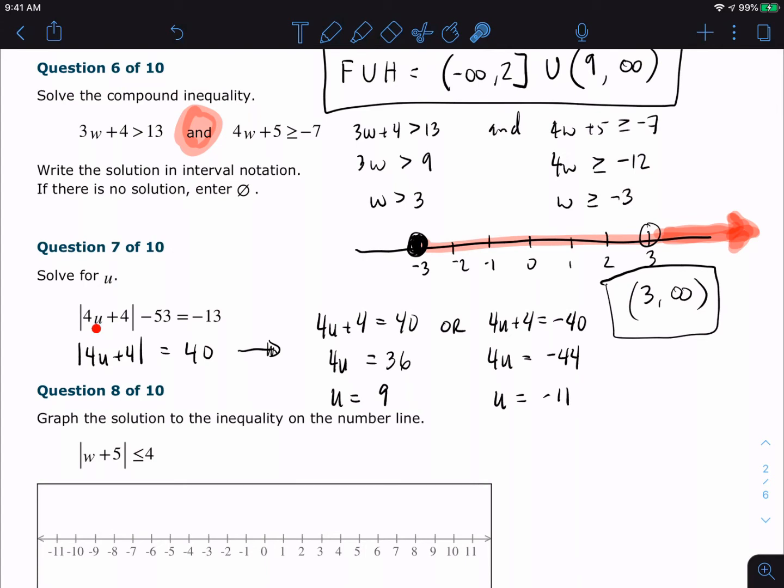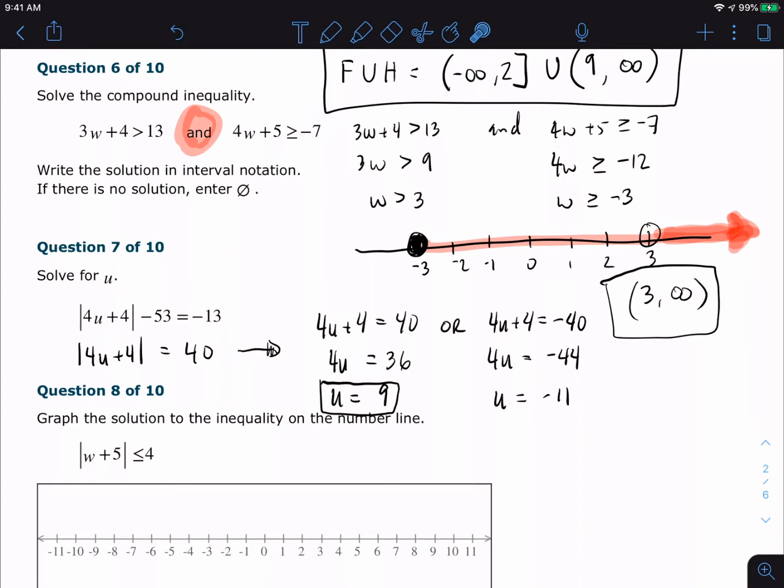The way I check is I typically plug it in. So what is 4 times 9? 36 plus 4, that's 40, right? What's 40 minus 53? If you have $40, but you want to buy something that's $53, how much money do you need? 13. You need 13, so that's exactly what it is. So I know this is for sure an answer.